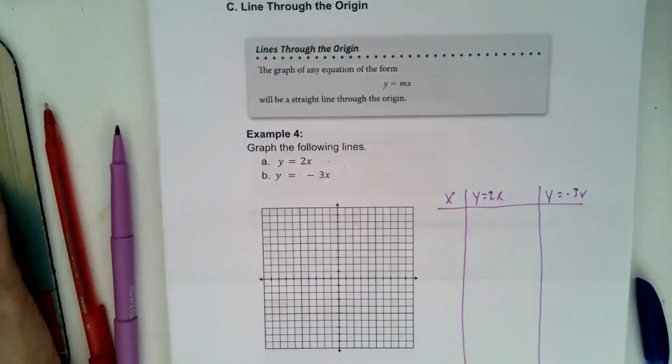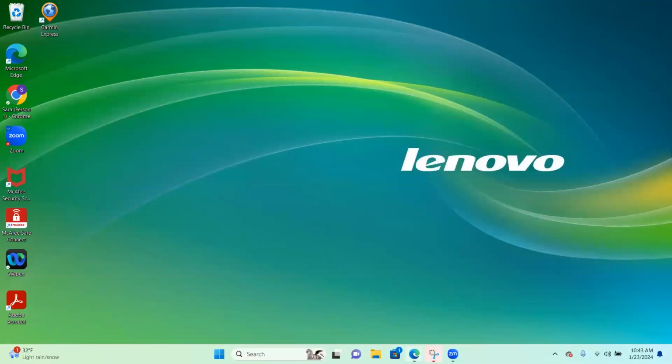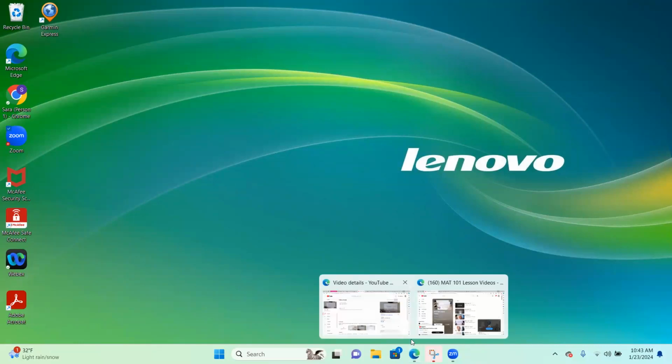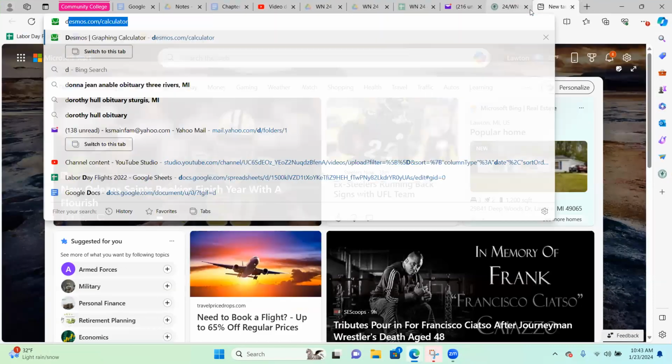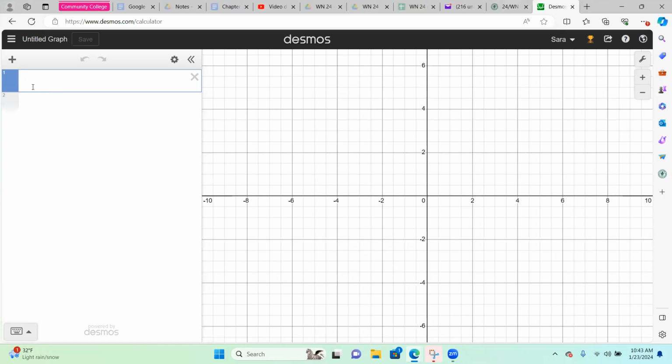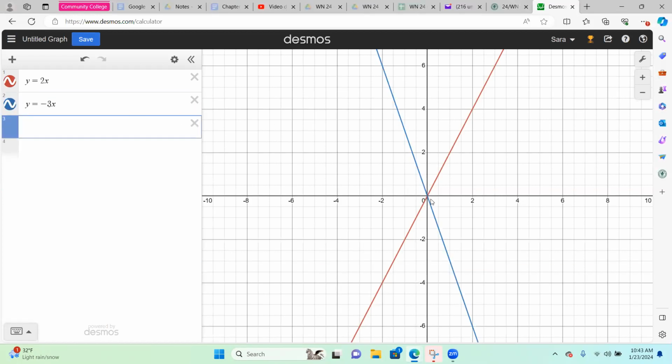So I'm going to challenge you to go to Desmos, and let's make this table in Desmos. Okay, so in Desmos, I am going to do y equals 2x. And it draws the line, which is good because we are going to draw the line. You can see it goes through the origin there when I hover over that point. And then I'm also going to do y equals a negative 3x. And that one also goes through the origin.